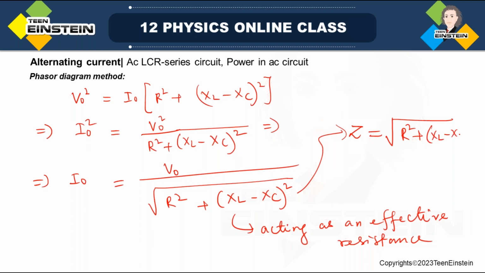See, XL minus XC whole square and XC minus XL whole square are the same, so it doesn't matter whether you write XC first and then XL, or XL first and then XC. So this is the effective resistance in the LCR circuit, and it has got a name called impedance, denoted by Z, and it has the unit ohm, since it has the dimension of resistance.